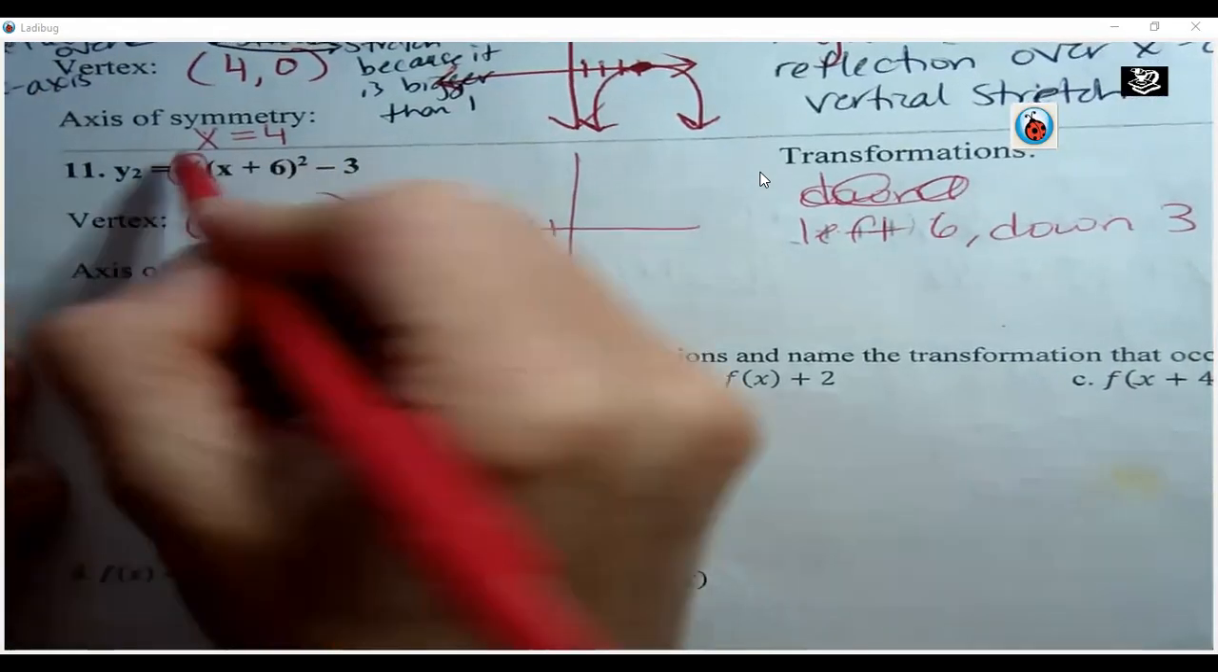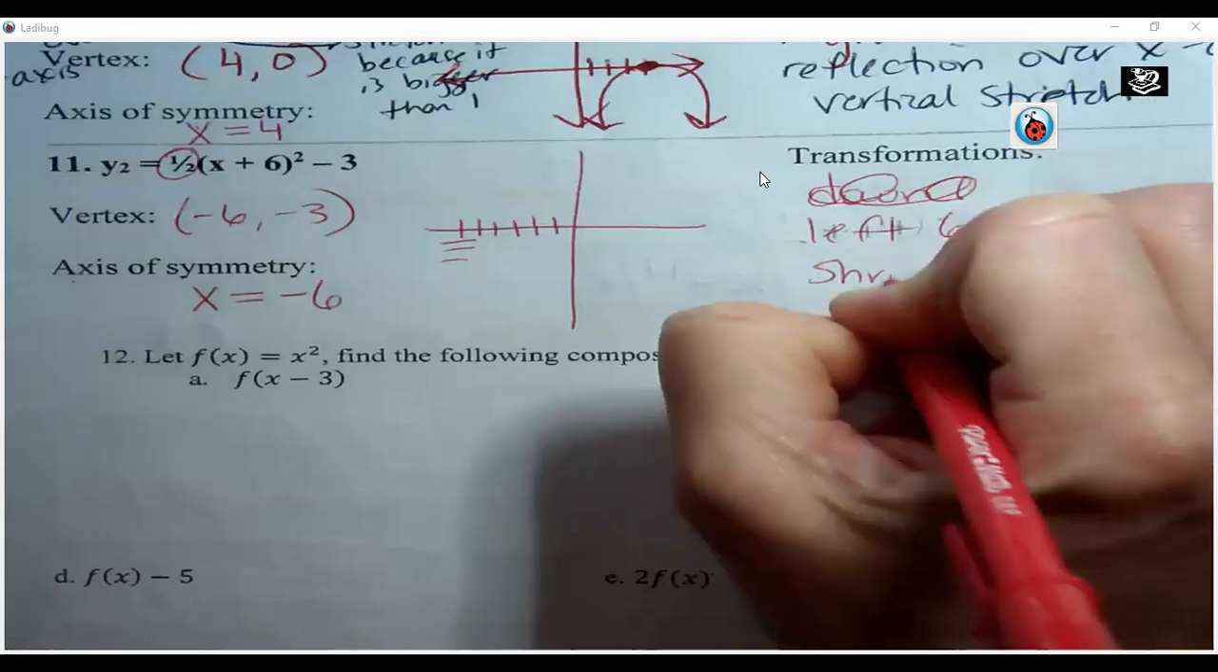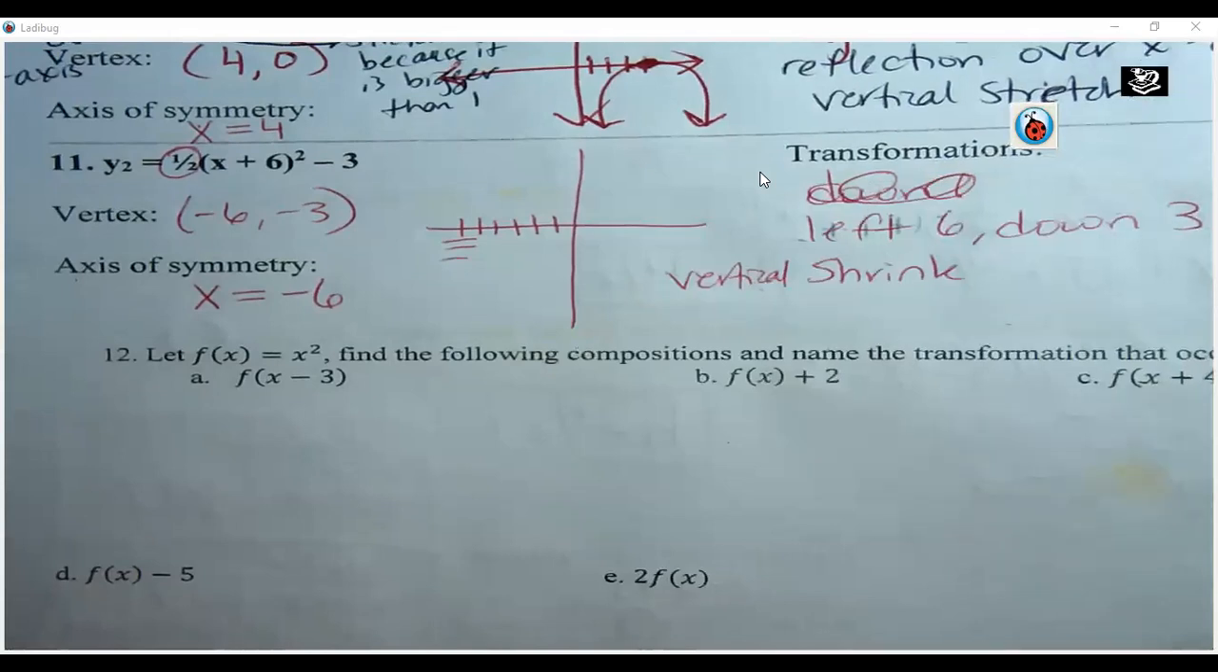If I multiply something by 1/2, does it get bigger or smaller? Smaller. So that is called a shrink, and it'll always be a vertical shrink. Okay.